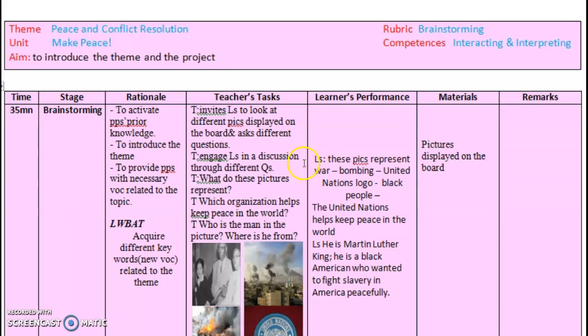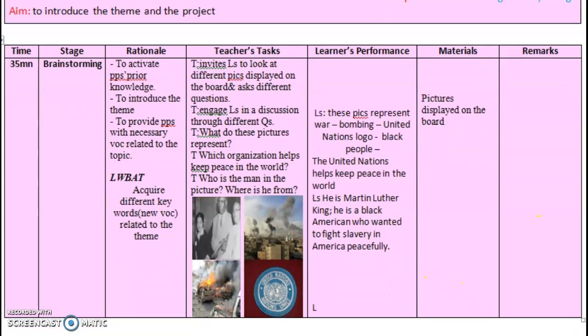In the fifth column, we have learners' performance. These should be the answers to the teacher's questions, or an interaction between the teacher and the learners. So the pictures represent war, bombings, United Nations. These discussions depend on the learners' level and what happens in the classroom. Some answers would be: he is Martin Luther King. And who is Martin Luther King? What did he do? He fought slavery in America.